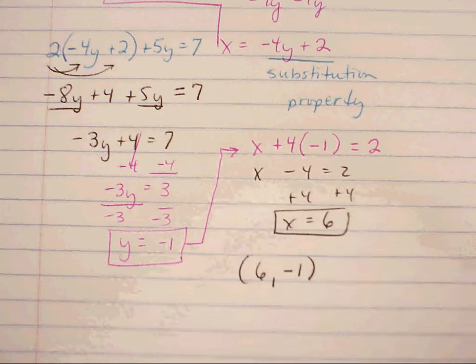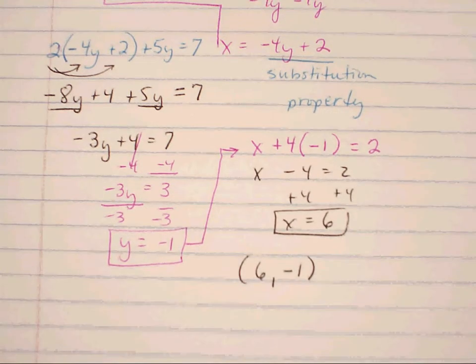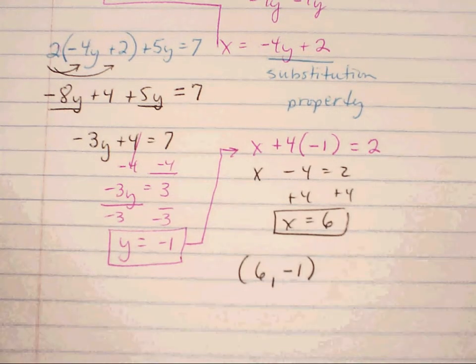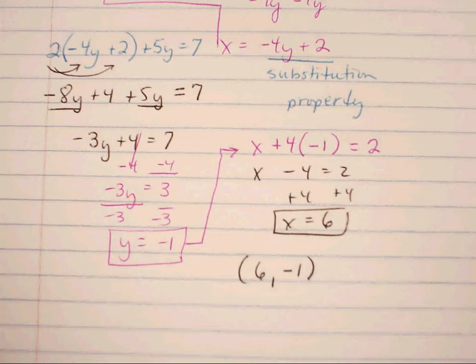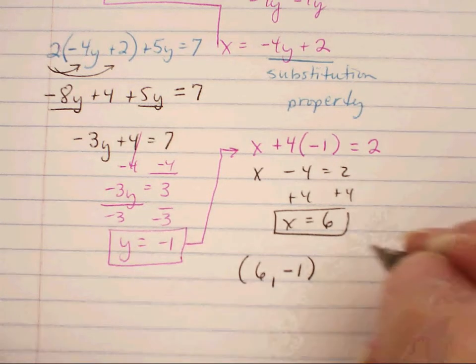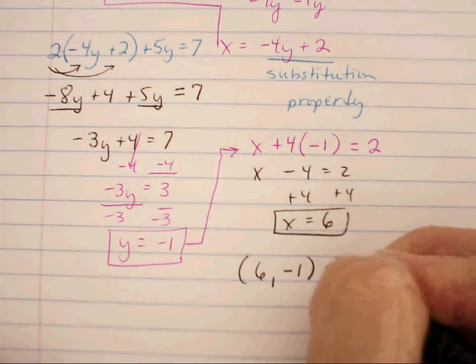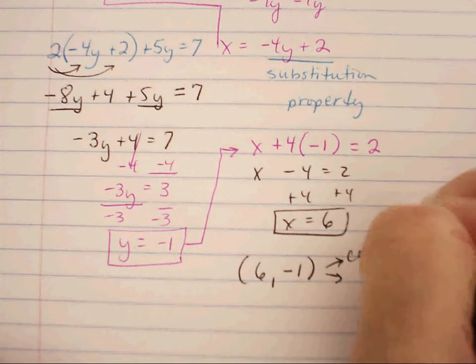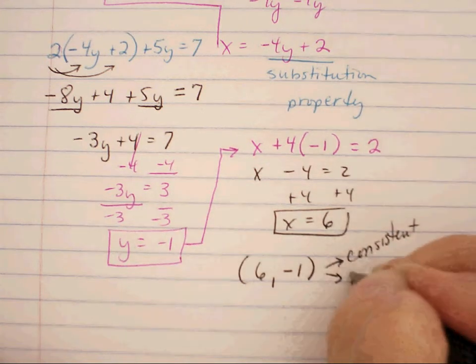I'm going to use y as negative 1 equals 2. So we have x minus 4 equals 2, add your 4, x equals 6. So my final answer is 6, negative 1.